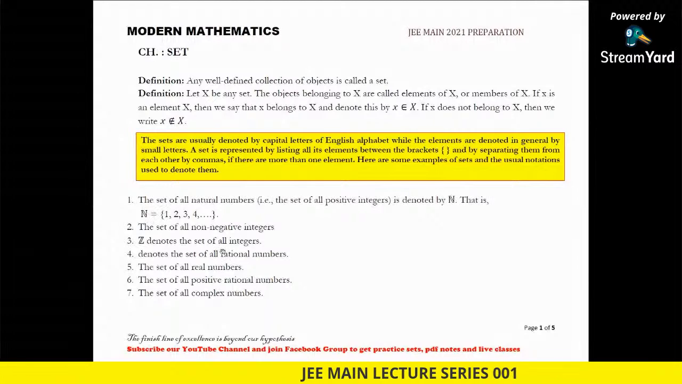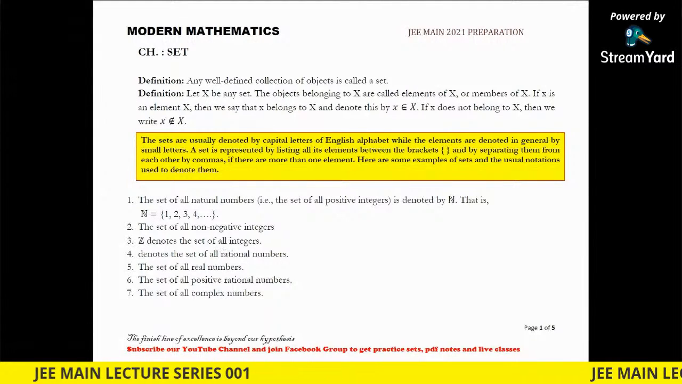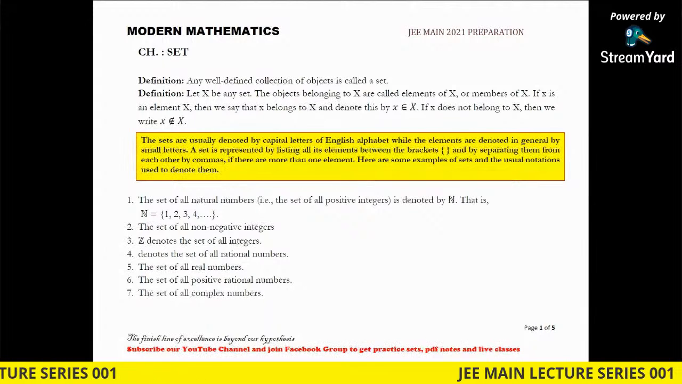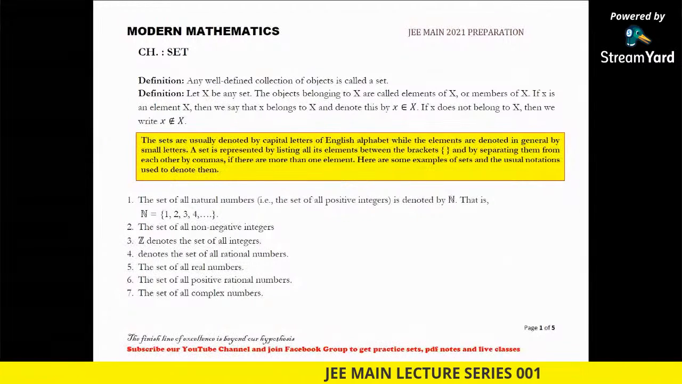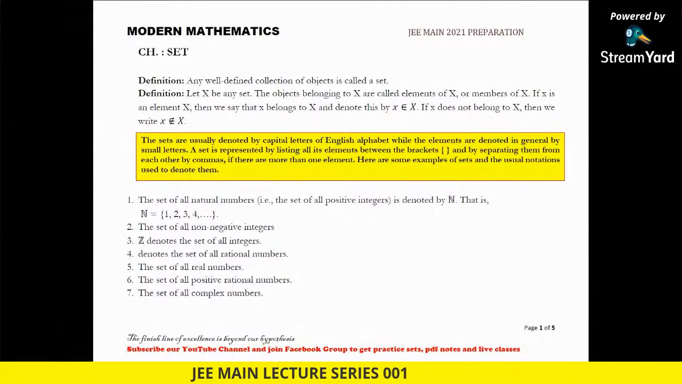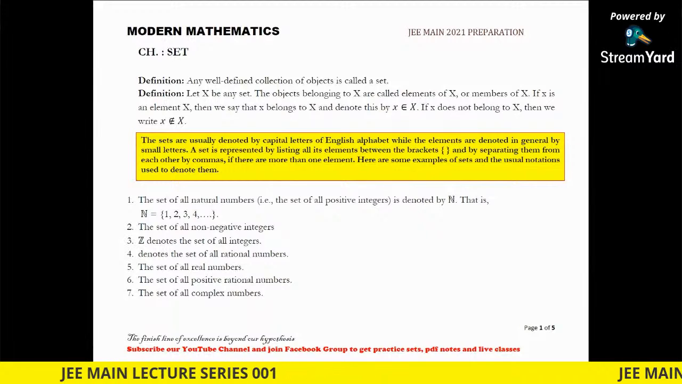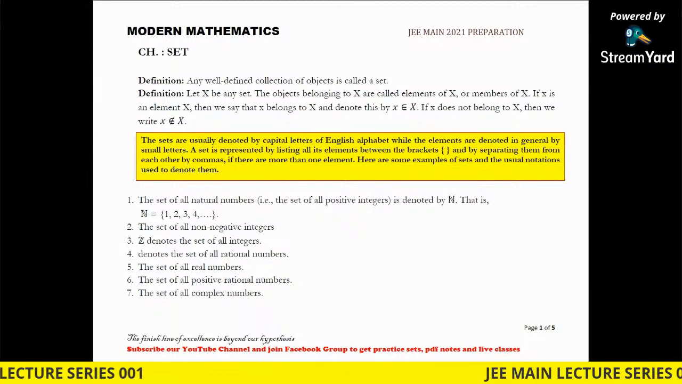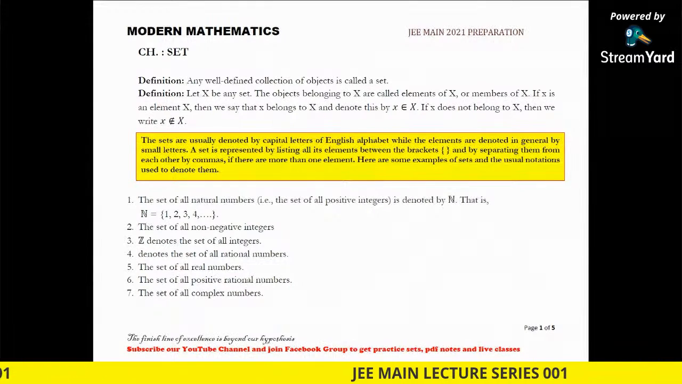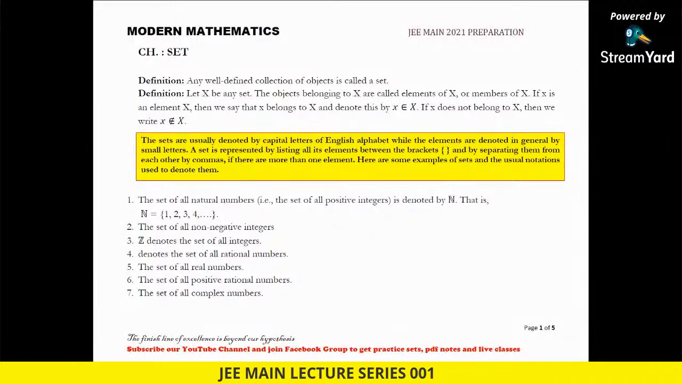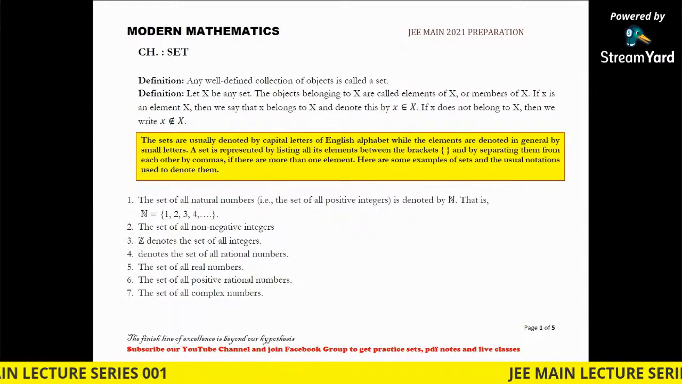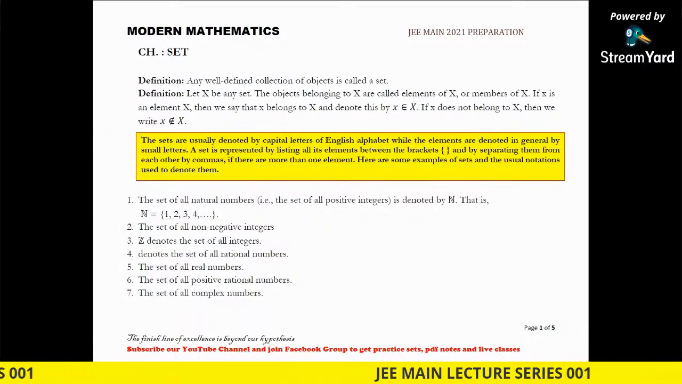The set of all non-negative integers. What are integers? We have studied in our previous classes that there are so many types of numbers: positive numbers, negative numbers, fractional, irrational, rational. Okay, so these are the sets. Non-negative integers means 0, 1, 2, and so on. That is the set.